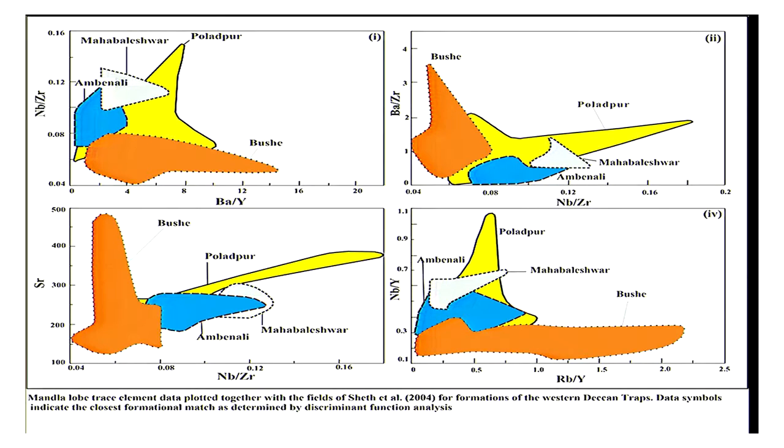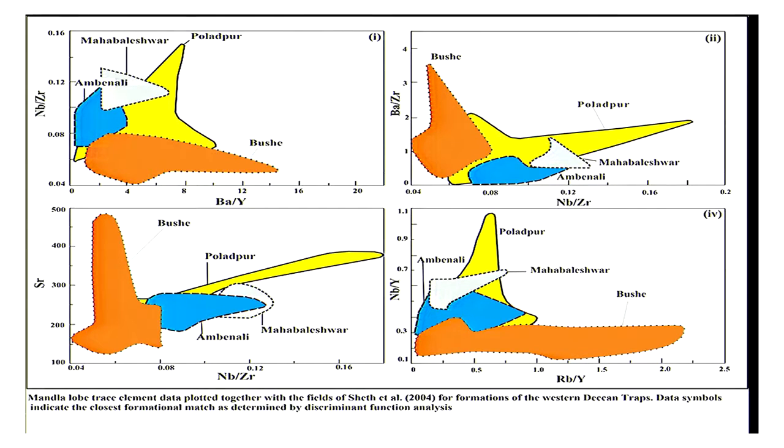Similarly, Poladpur is also a local name near Bombay, where a set of lava flows are very well developed. They display a set of chemical characters shown with the help of the yellow colored field here. So, you may appreciate each formational field has a distinct chemical character, and with the help of distinct chemical characters each formation can be easily identified. These formations are 13 in number.